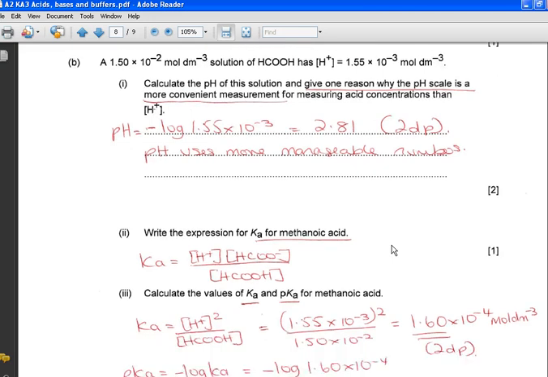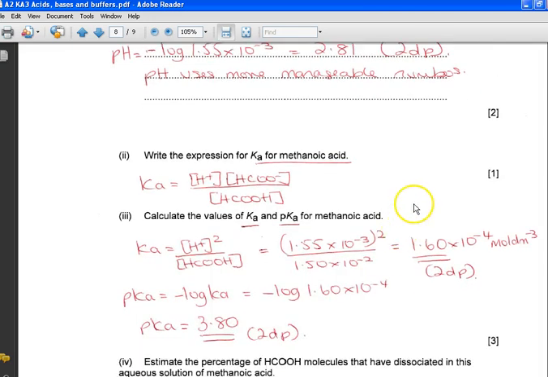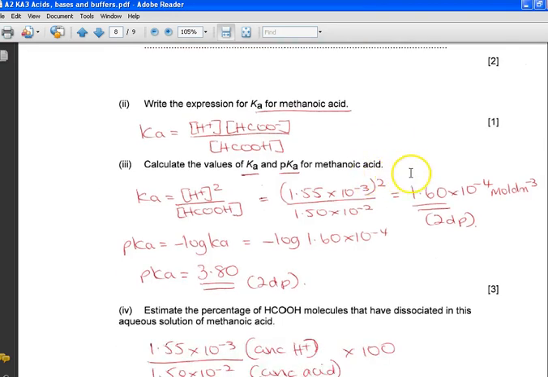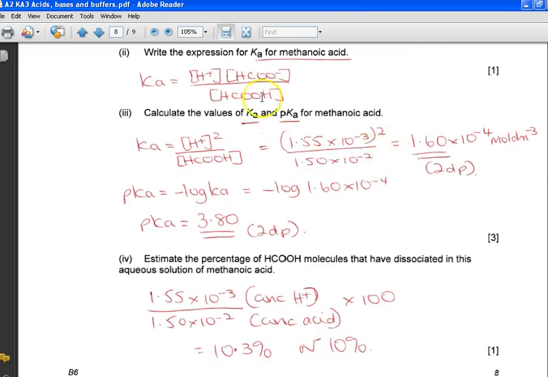Okay. Again, expression for Ka for methanoic acid. So it has to be for methanoic acid, not just HA over H+ times A-. So it needs to be specific.